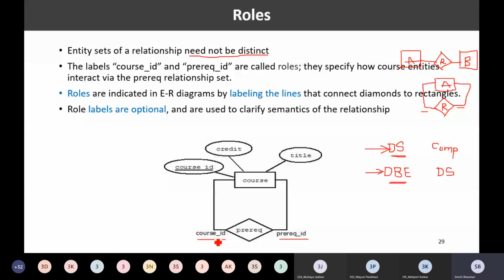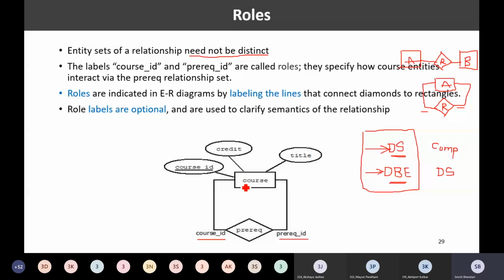So what do we mean by that? This is interpreted like this. Say, for example, the course ID for database engineering has the prerequisite, that is, data structures. So the same entity set course is participating twice in this relationship set prerequisite. Am I clear? And the role is nothing but the label that is provided here.